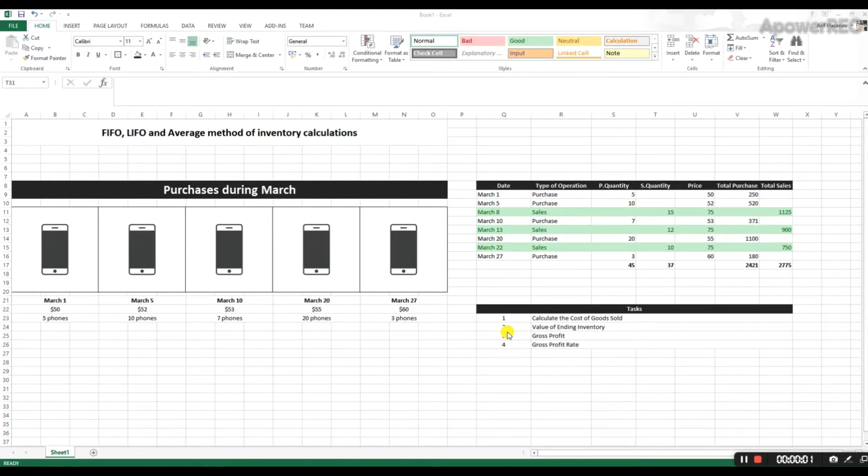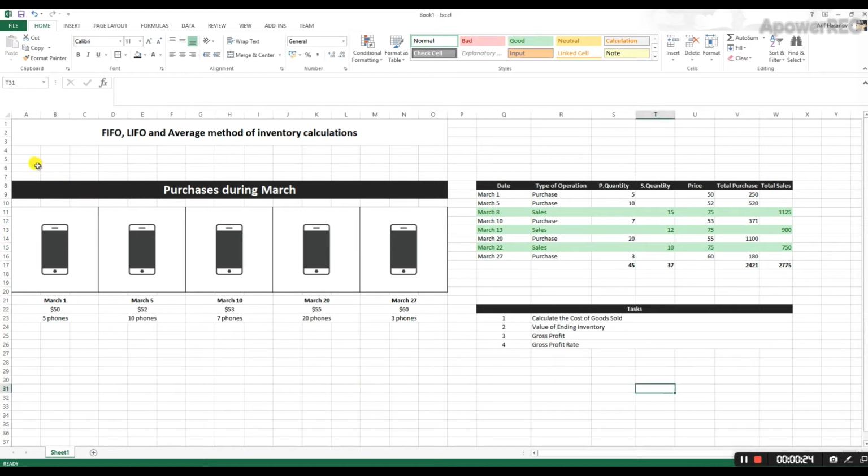Hi everyone. I would like to explain to you the basic concepts of the FIFO, LIFO and Average methods of calculating the inventory. Probably this question will be in the financial accounting exam, and I will try to put it as simply as possible. So let's start with the purchases.